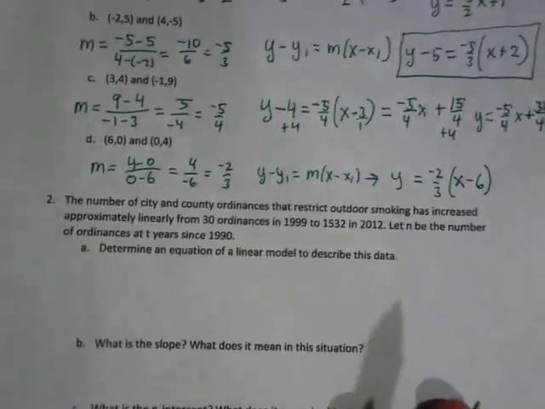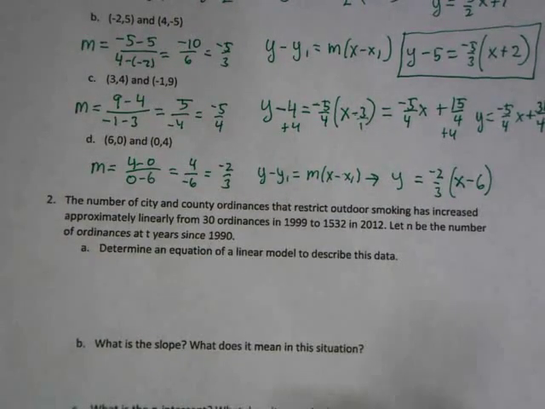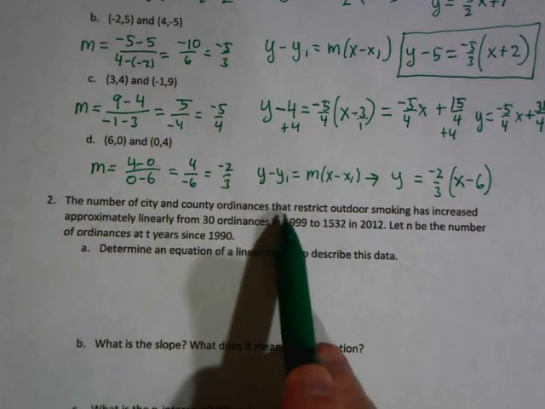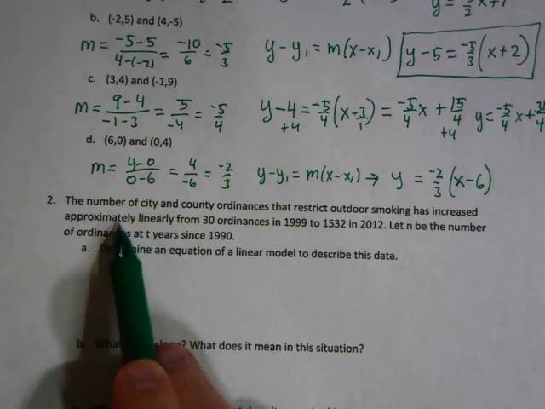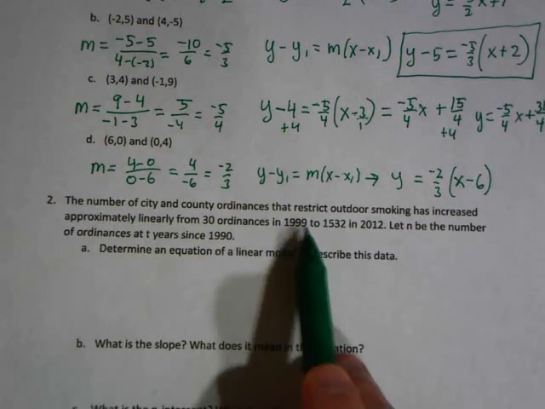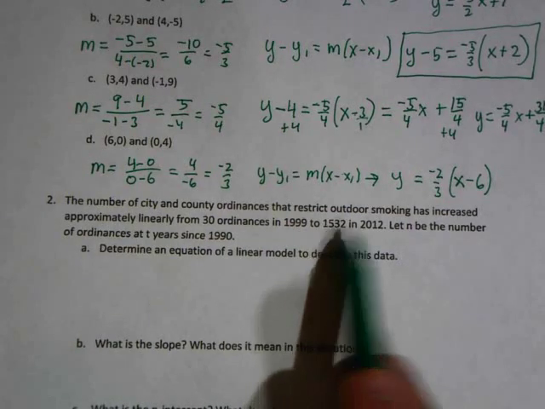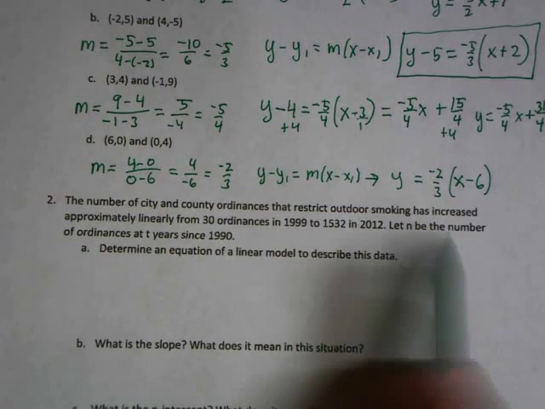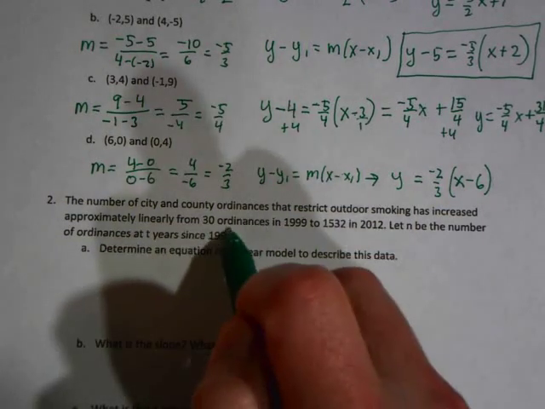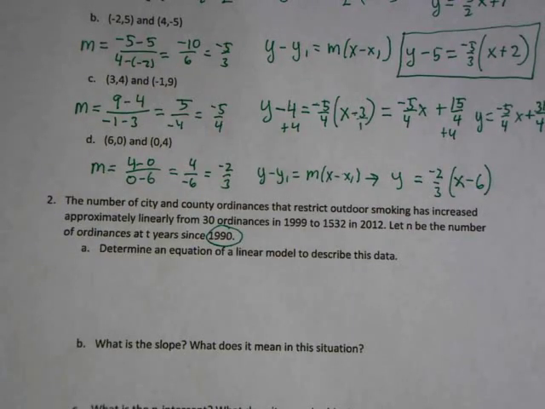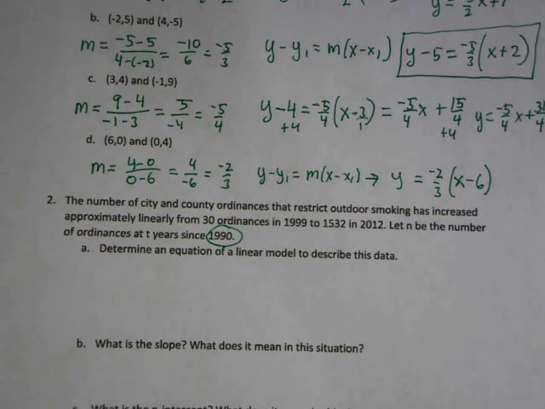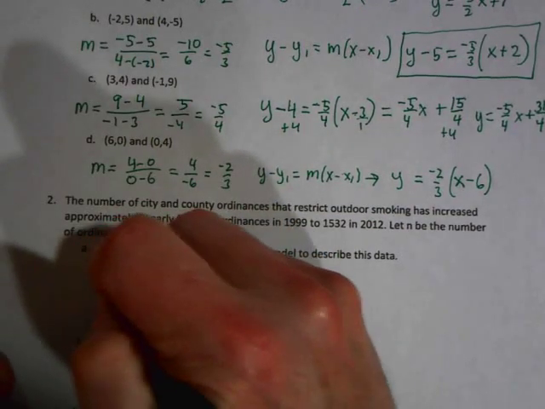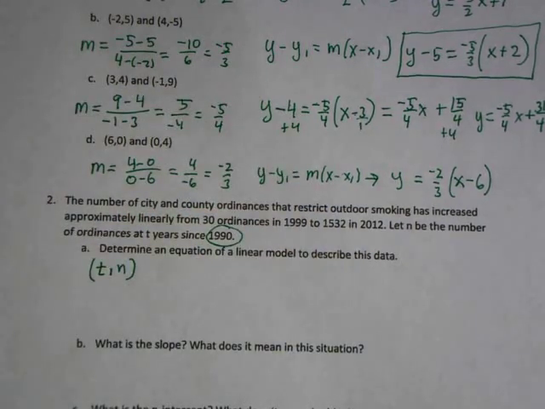All right, a word problem. And this looks almost like the same word problem we had last time. There's one slight change. The number of city and county ordinances that restrict outdoor smoking has increased approximately linearly from 30 in 1999 to 1,532 in 2012. Let N be the number of ordinances at t years since 1990. There's the one change. If you look at the previous video, that said 1999. So once again, we have t and N, and since time is involved, time is our x number.